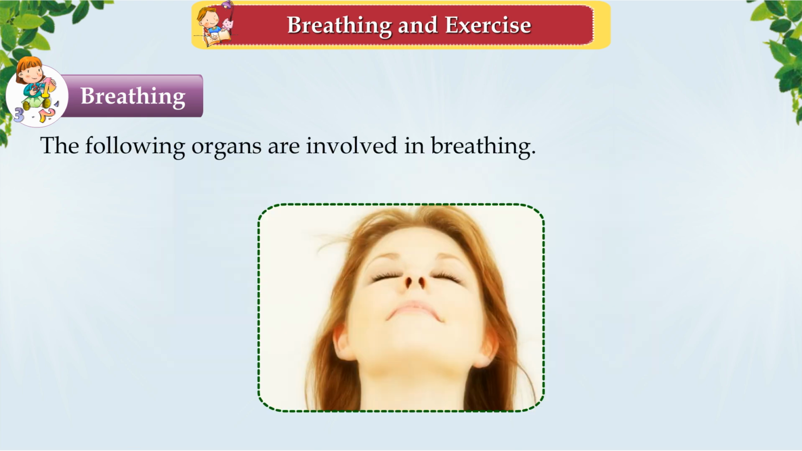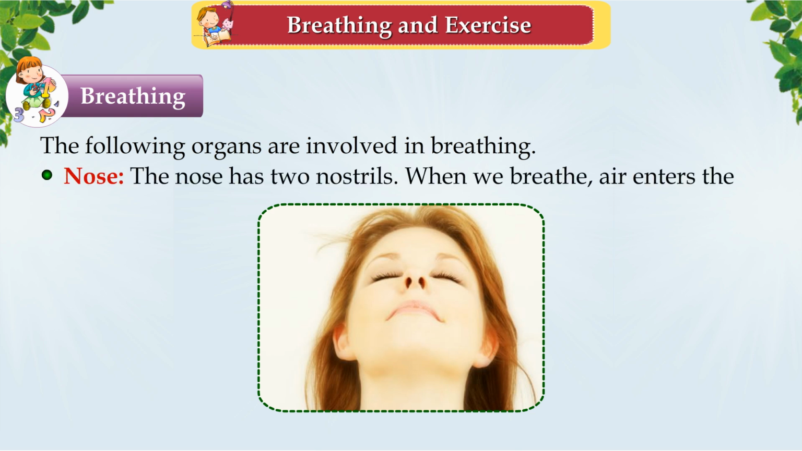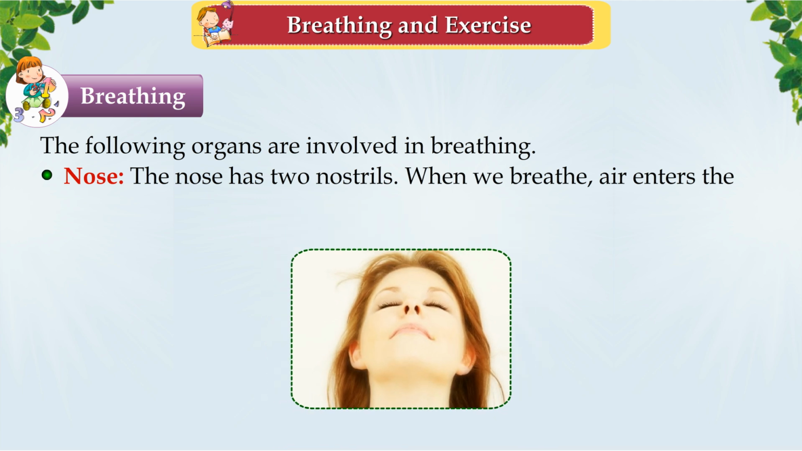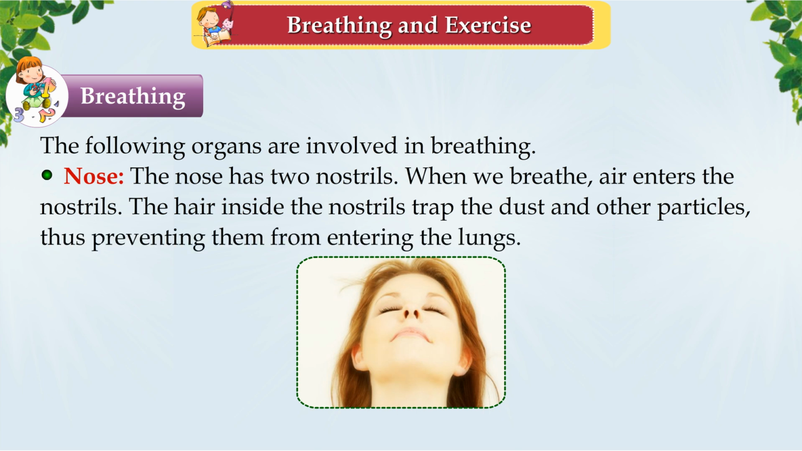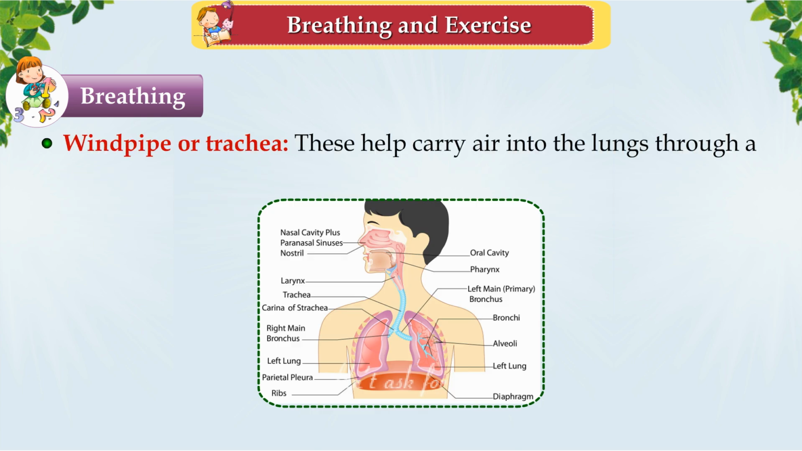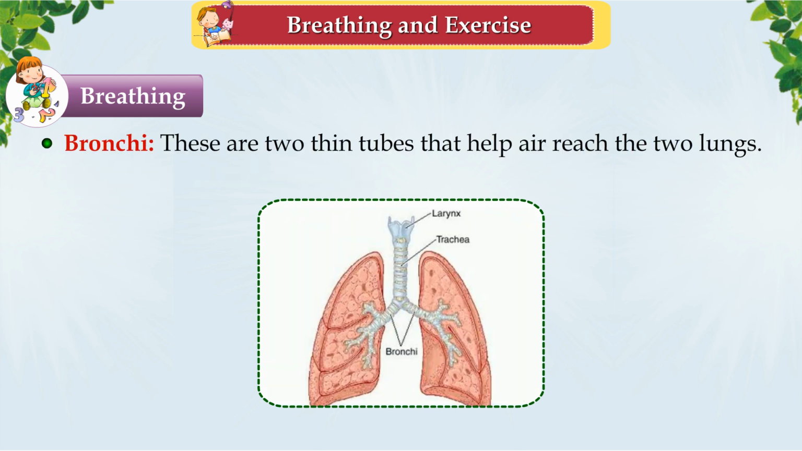The following organs are involved in breathing. Nose. The nose has two nostrils. When we breathe, air enters the nostrils. The hair inside the nostrils traps the dust and other particles, thus preventing them from entering the lungs. Windpipe or trachea. This helps carry air into the lungs through a pair of thin tubes called bronchi.